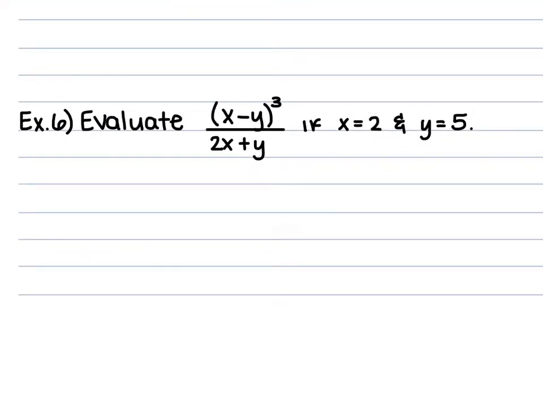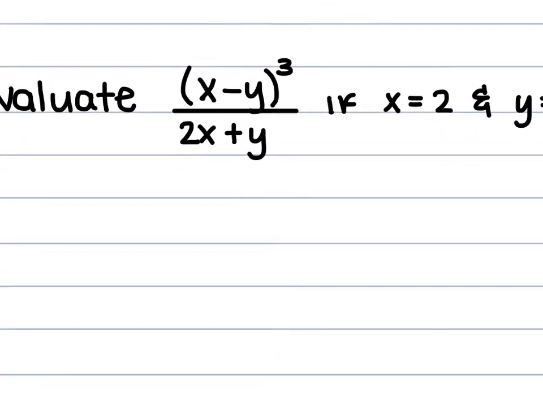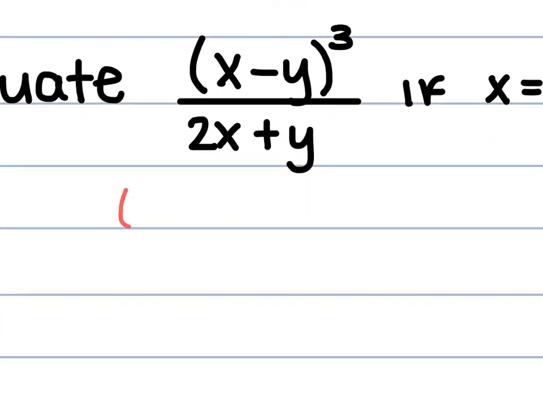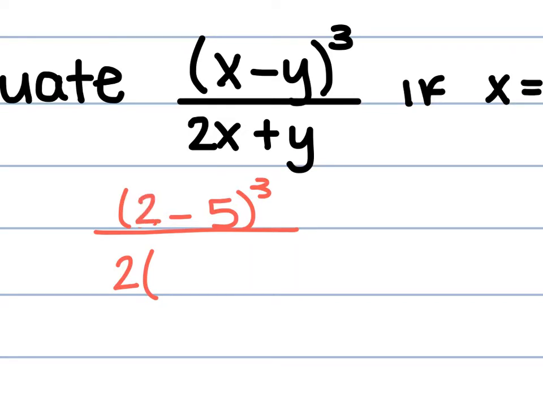For example 6, we have (x plus y) cubed all over 2x plus y, and x is 2, y is 5. So plug these values in. We're going to have parentheses 2 minus 5 cubed all over 2 times, that x is a 2, so then we have 2 times 2 plus 5.